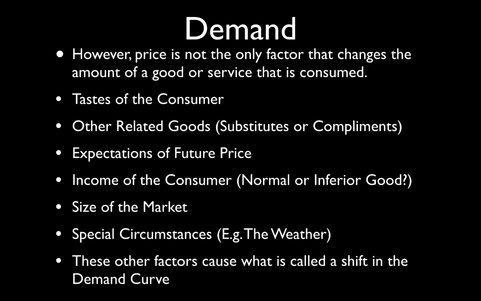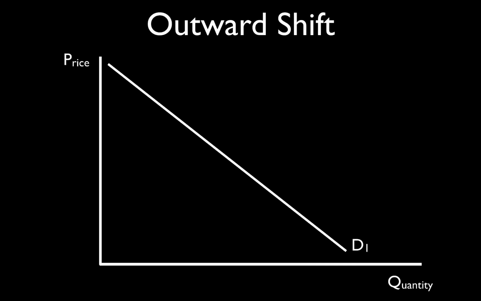They're going to cause what is called a shift of the demand curve. Now, you need to remember these 6 things here, and the acronym TOISS, TOEISS, will help you remember them, okay? So what we're going to do now is have a look at what a shift is. An outward shift is when the demand curve changes, caused by a change in any one of the previous 6 factors, which are called non-price determinants.